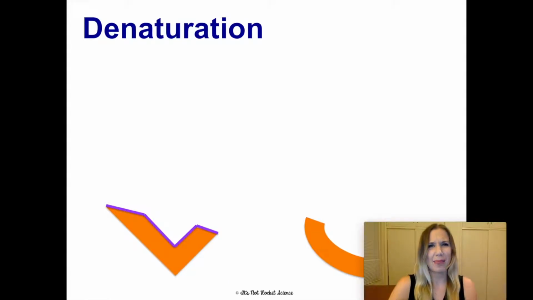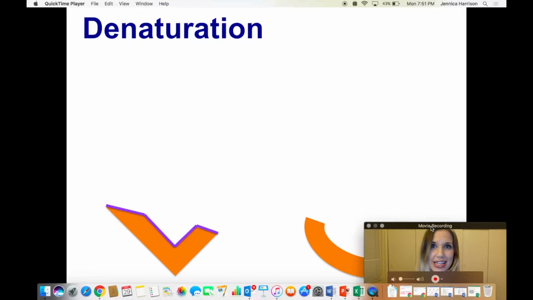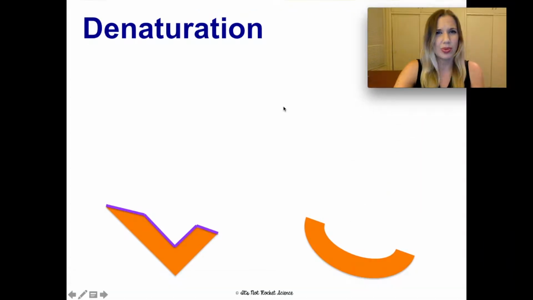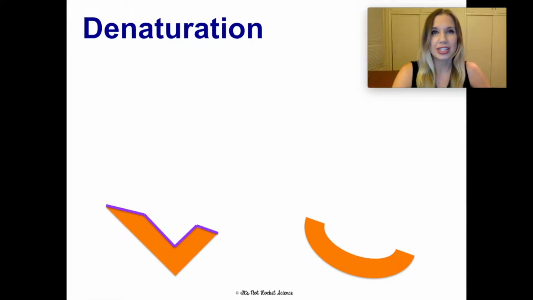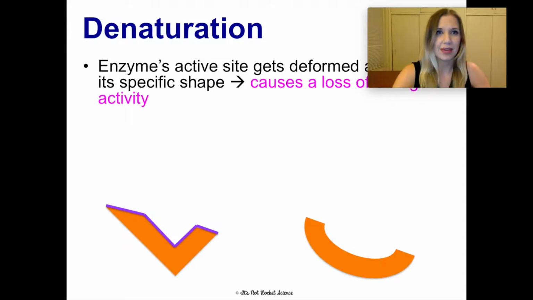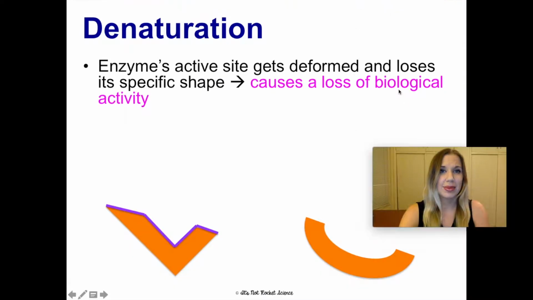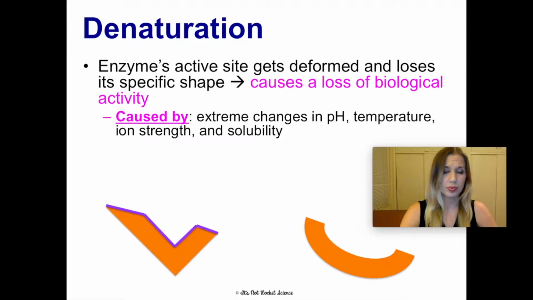Okay, so what happens when the shape of an enzyme changes? Can we still have that lock and key model if our lock is disfigured? And so this idea is known as denaturation of an enzyme. And so this occurs when an enzyme's active site gets deformed and loses its specific shape. And so we say that this causes a loss of biological activity. So our body is able to do less things biologically when our enzymes are denatured.